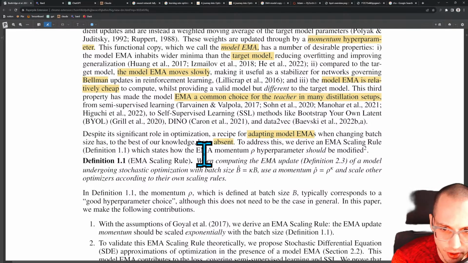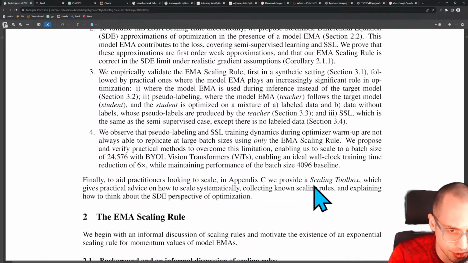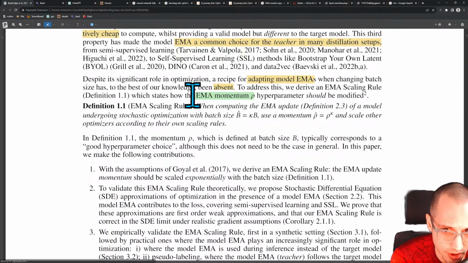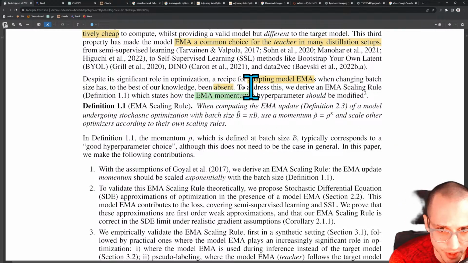Okay, so we have our EMA momentum rho, and we're going to color that green. If this is your first time on the channel, generally when we use this green highlighter color, we mean an equation term, and that makes it easy so that we can always scroll up and see which terms are in green. If we ever find something in an equation and we don't know what that term is, then we can look up here. Okay, so we have a definition of the EMA scaling rule.